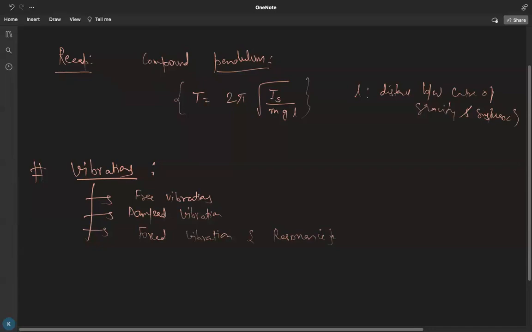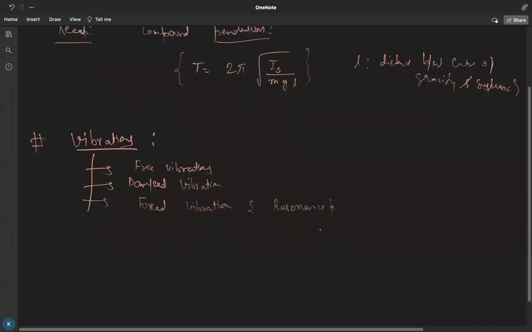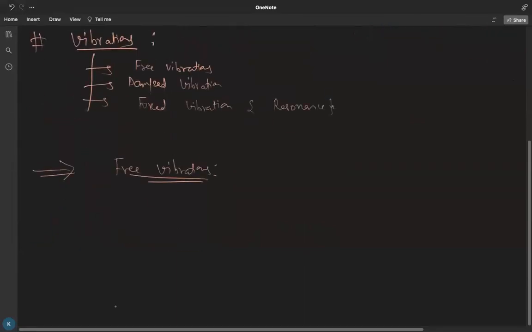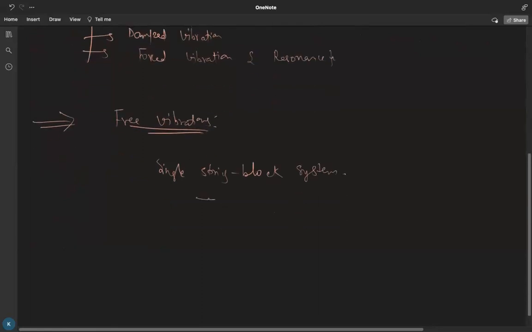So what is free vibration? Let me quickly set up an arrangement. Let's deal with free vibrations. Let me recall the first system that we took when we started this chapter, which is a single spring block system. So let's assume that system. There is an attached mass m, and the spring has a spring constant k, right? I'm assuming that there is no dissipative force acting on the system.